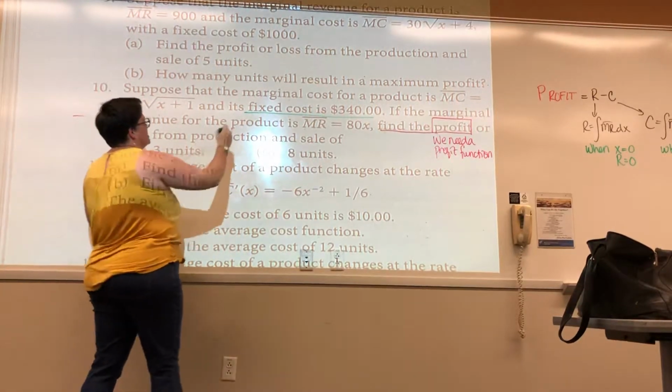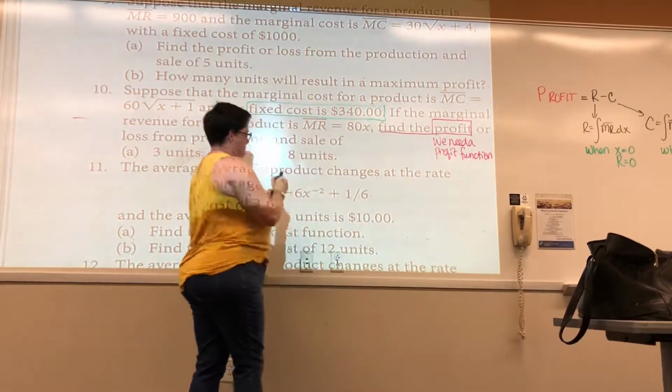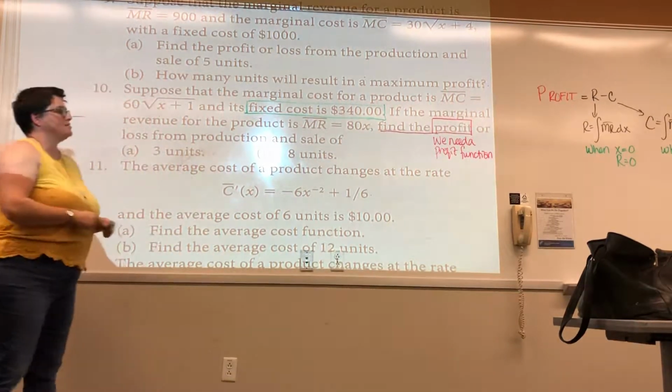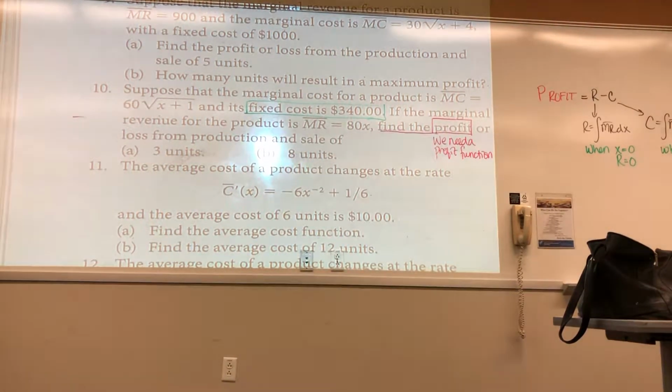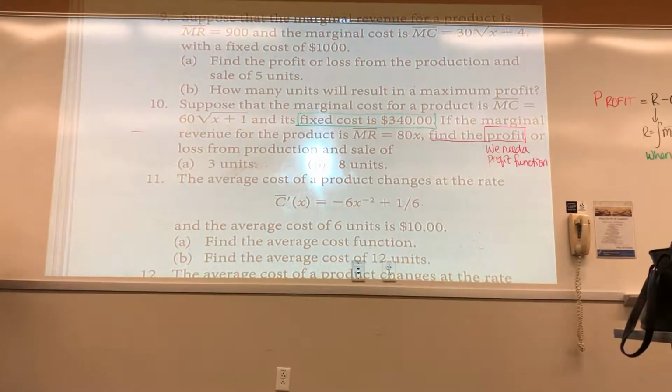It's difficult. We're diagramming this puppy, so 340. So fixed cost is 340. Fixed cost is when x equals 0, right? So let's start with revenue. We're gonna integrate revenue. What's my marginal revenue?